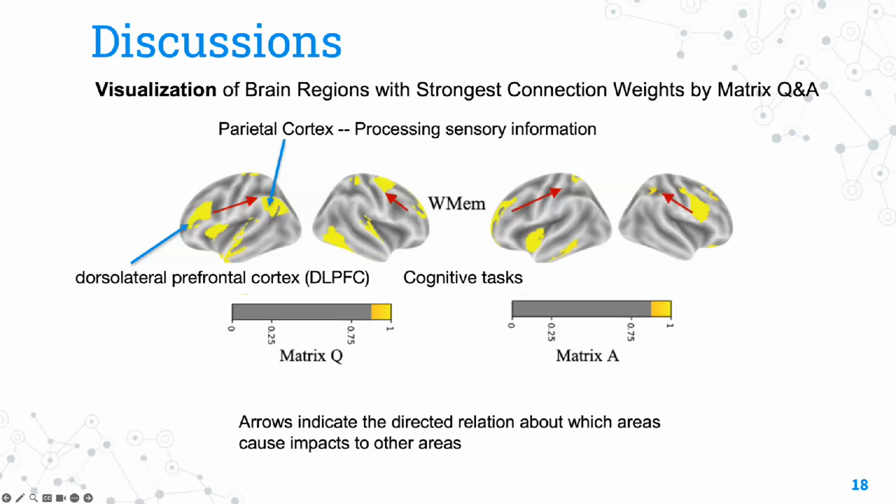These two regions form the main causal interaction in the working memory tasks, while DLPFC activity affects parietal cortex response through causal pathways, further enhancing sensory information processing and task completion. Our model offers evidence for understanding how cognitive processes work in the brain.